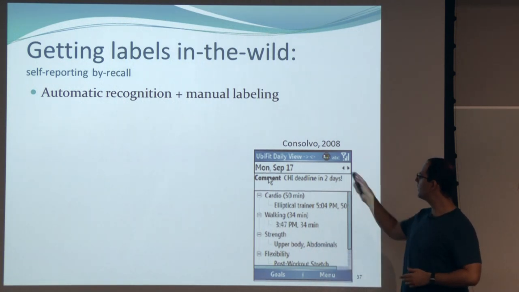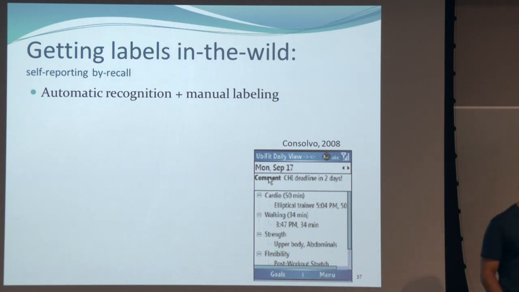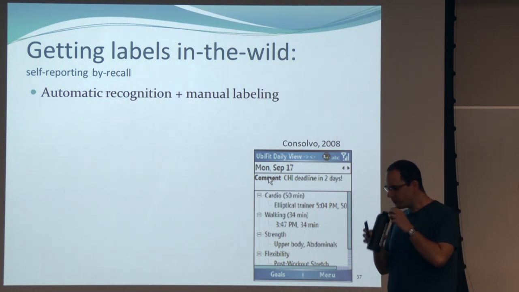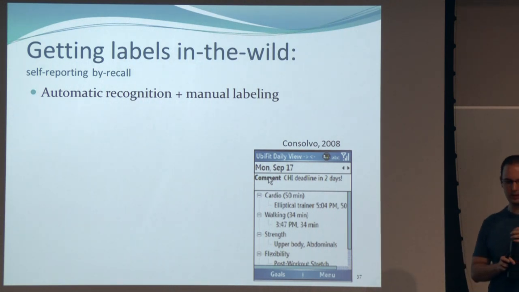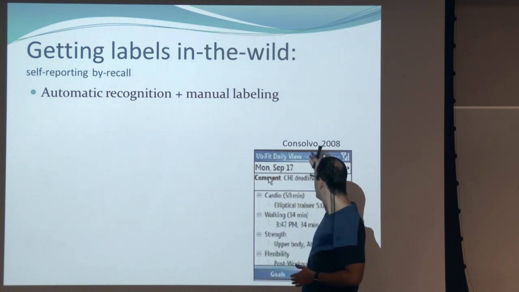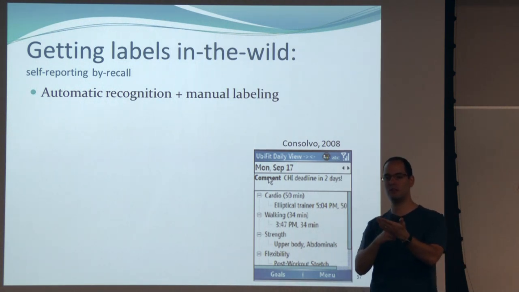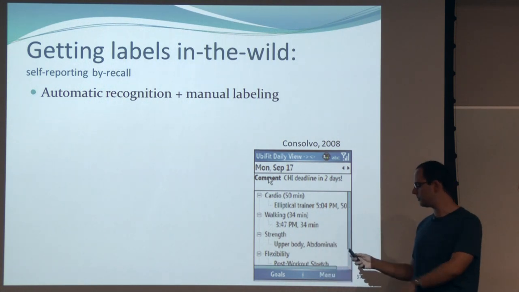And one of the solutions, like in this work by Consolvo, called UbiFit Garden, I'll mention it again later, they had a system with a combination of automatic recognition and manual labeling. So they used the mobile sensing platform that I mentioned before. That platform was working in the background and continuously recognizing activities like walking and cycling. And the interface of the app had this daily history view where the person could view their own history. And in addition, they could manually edit and provide their own correct labels.